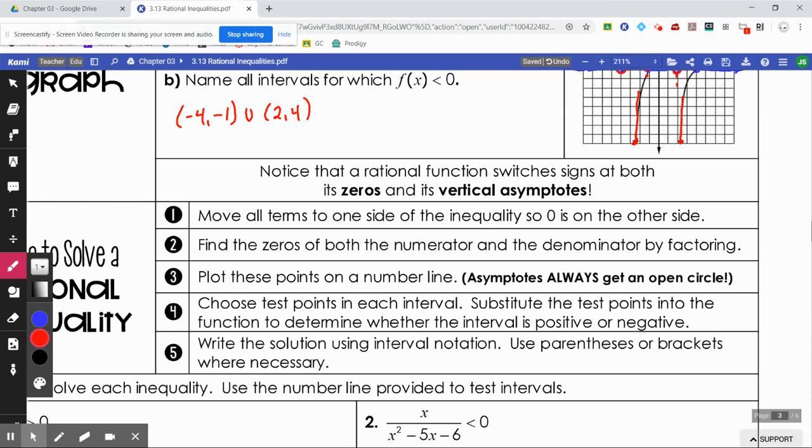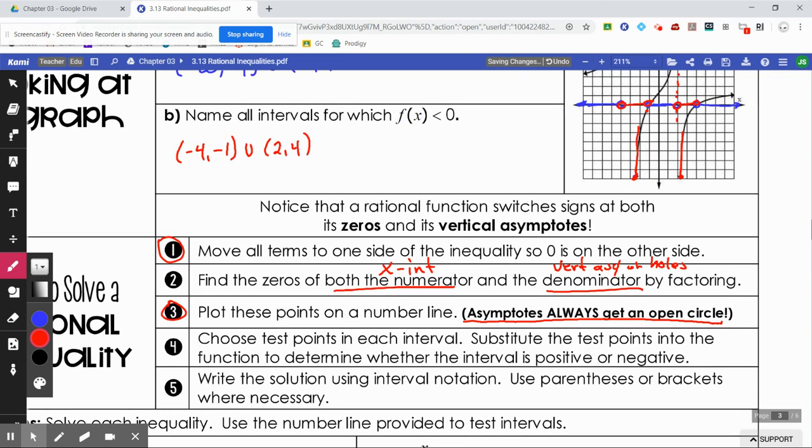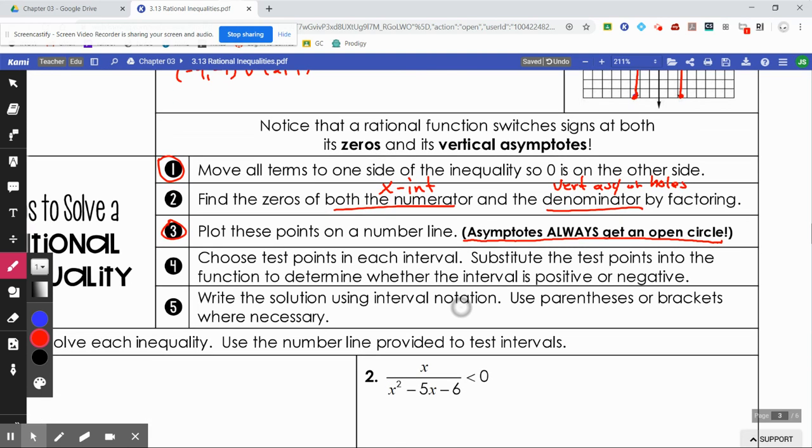We're going to move all terms to one side, just like we did on the last one. We're going to find the zeros of both the numerator and the denominator. Why? Because this tells you all your x-intercepts, and this tells you all your vertical asymptote lines or your holes, because that's where it can jump from above to below, or vice versa. We're going to plot these points on the number line. Asymptote lines will always get open circles because they can't be included. Even if it's a greater than or equal to, your graph cannot be equal to an asymptote line. So always an open circle at an asymptote line. Choose test points in each interval, plug them in, test them, and then write the solution set.